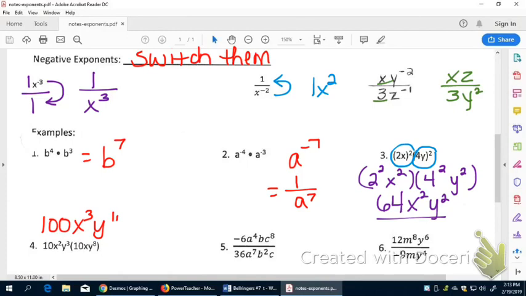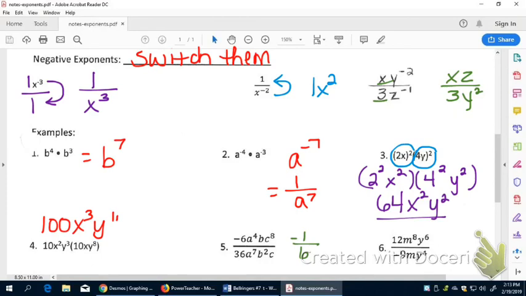All right, 5 and 6. First thing I'm going to do is divide the negative 6 into 36. So go ahead and do that and see what fraction you get. Negative 6 divided by 36, and then change it to a fraction. Negative 1 over 6.